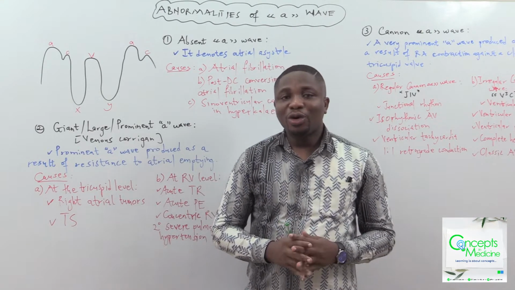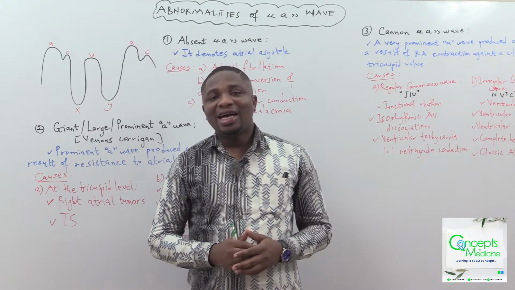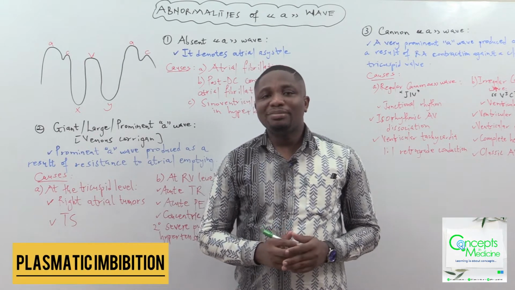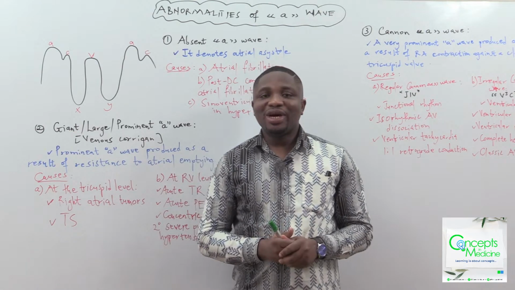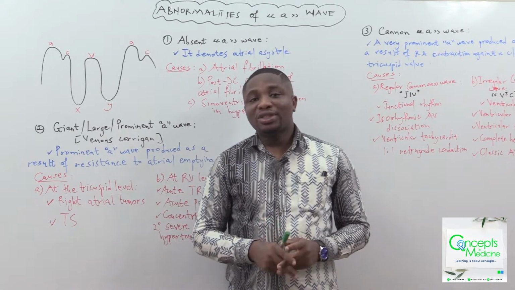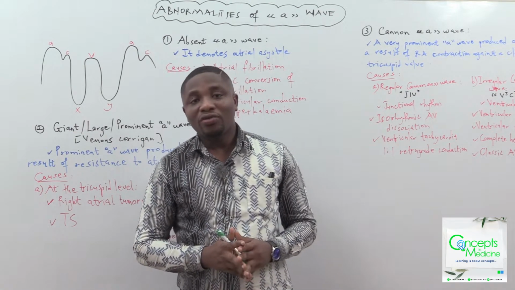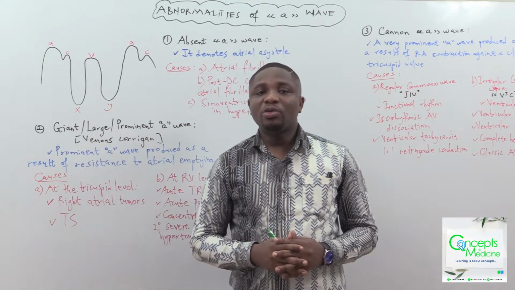And I believe we've all gotten our answers right. The answer is plasmatic imbibition. All right, congrats to all who got it right. Let's move on and talk about abnormalities of A wave on the JVP waveform.